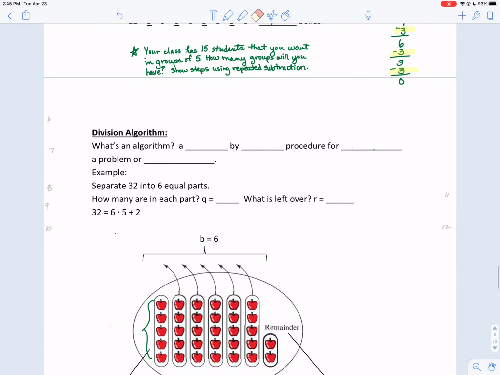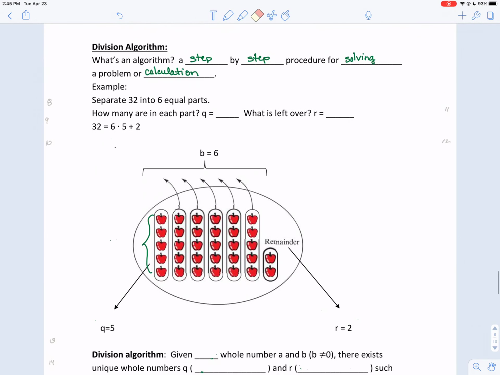So let's talk about the division algorithm. First, what is an algorithm? It's just a step-by-step procedure for solving a problem or doing a calculation. So we're going to separate 32 into 6 equal parts. You can look down here at the picture and see we have 32 apples. We're going to separate it into 6 equal parts. Each part has 5 apples in it.